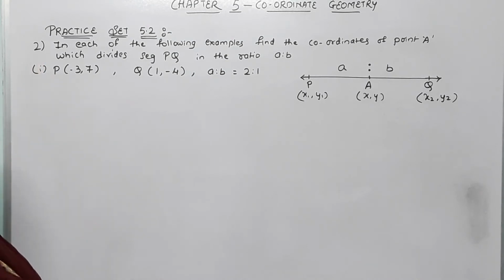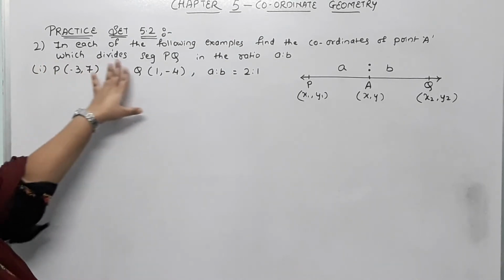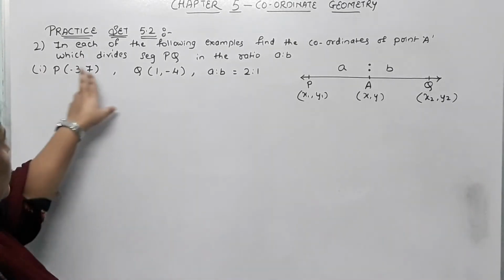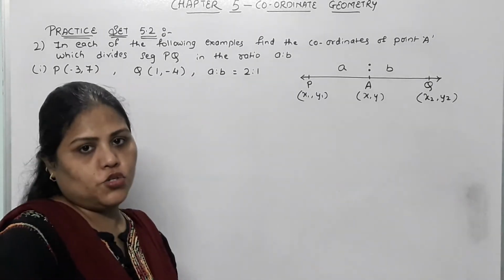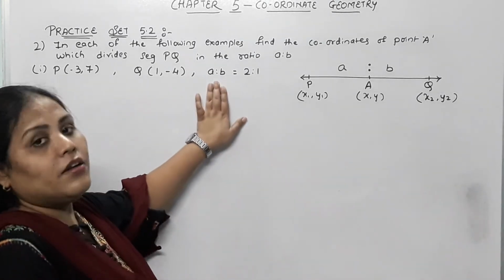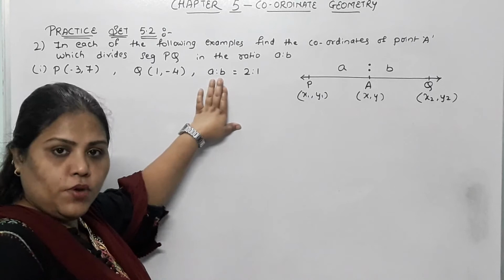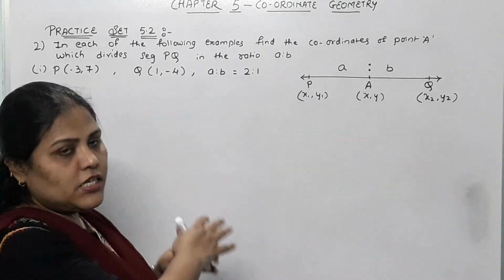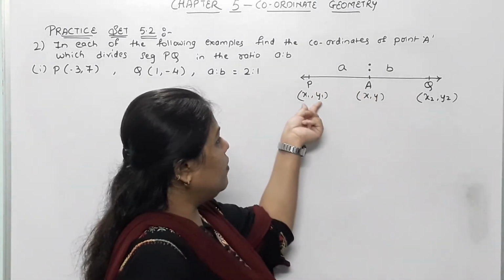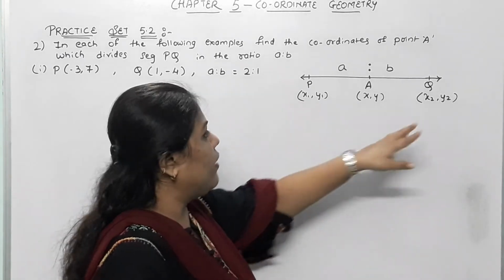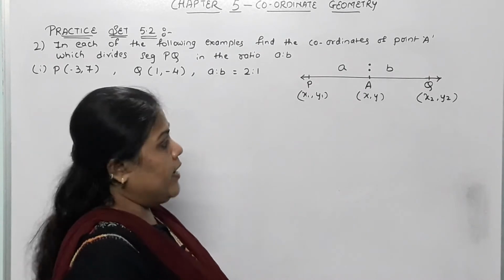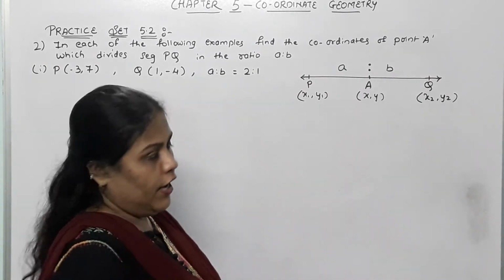In question number 2, we have 3 sub questions. In each of the following examples, find the coordinates of point A which divides PQ in the ratio a:b. Now this a:b is nothing but m:n. If you want, you can resubstitute a:b as m:n, but here I am going to solve by taking the same variables. Now here I have drawn the diagram again. PQ is the line segment where the coordinates of P are x1, y1 and the coordinates of Q are x2, y2. And I have taken the coordinates of A as x and y, which we have to calculate.